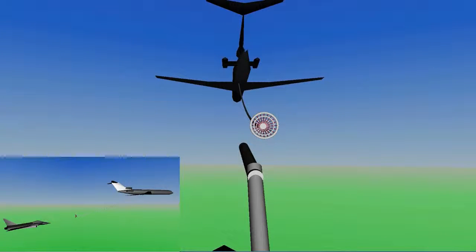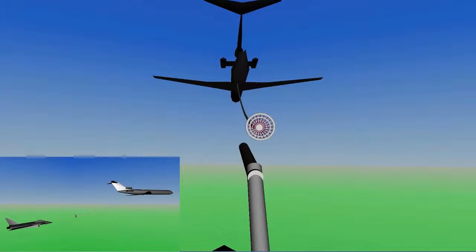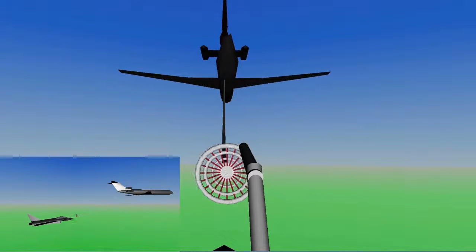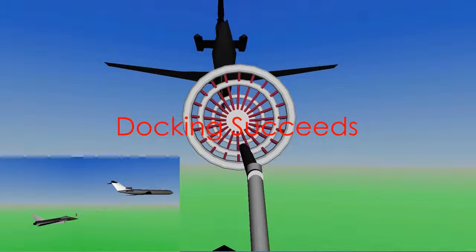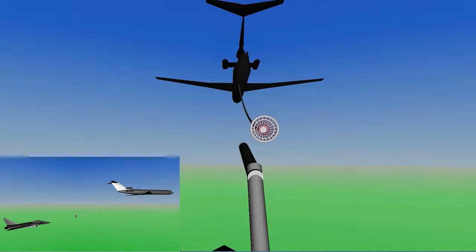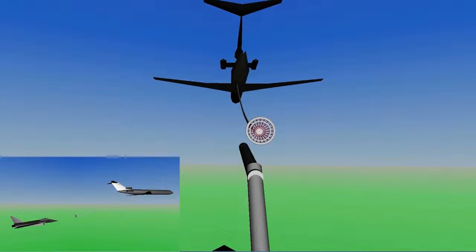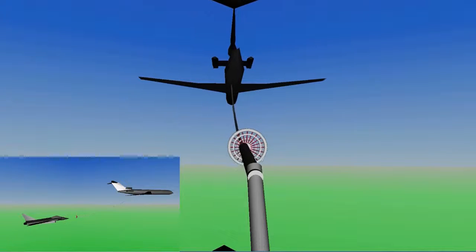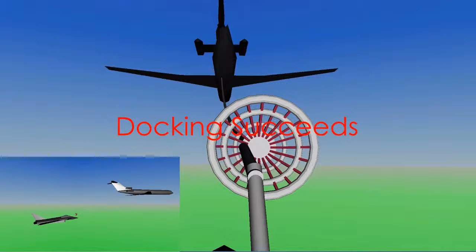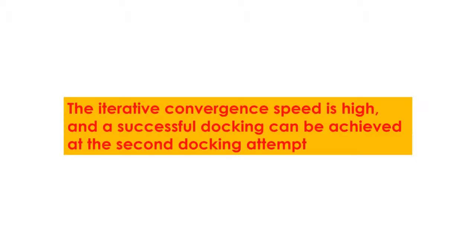This is the second docking attempt. By learning from the last docking experience, the probe captures the drogue in the end, so the second docking attempt succeeds. This is the third docking attempt. By learning from the last docking experience, the probe captures the drogue with a smaller docking error than the second attempt, so the third docking attempt also succeeds. The iterative convergence speed is high, and a successful docking can be achieved at the second docking attempt.